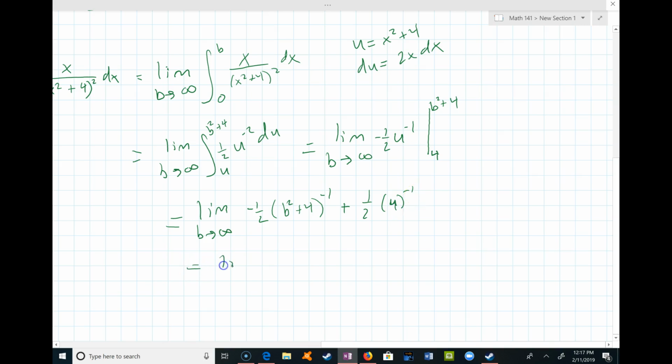Okay, so let's clean this up a little bit. The limit as b approaches infinity of, so that would really be negative 1 over 2 times b squared plus 4, plus 1 over 2 times 4 is 8. So as b approaches infinity, the bottom gets bigger and bigger and bigger, which means that the fraction is getting smaller, so that this goes to 0. So this is equal to 1/8.